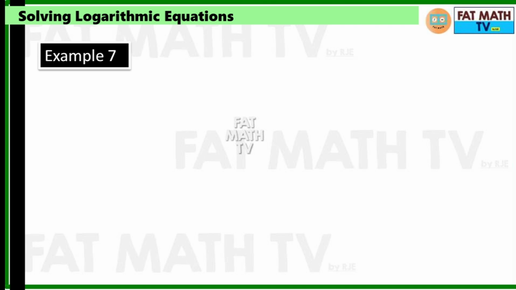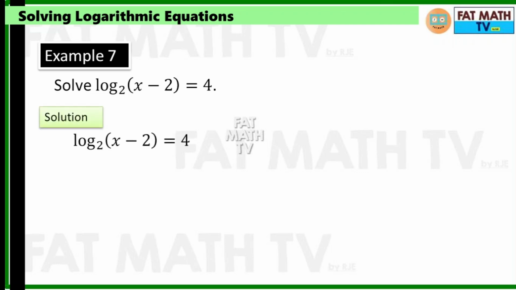Let us have more equations, equations that look different. Okay, this time we don't have logarithm anymore on the left side. We have logarithm of x minus 2 to the base 2 equals 4. So what we're going to do if we have this is we just transform this to the equivalent exponential form. The exponential form of this is 2 raised to 4 equals x minus 2, or we can just write x minus 2 first on the left. So we have x minus 2 equals 2 raised to 4.